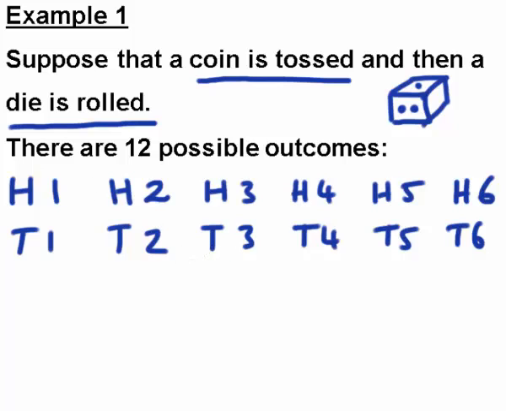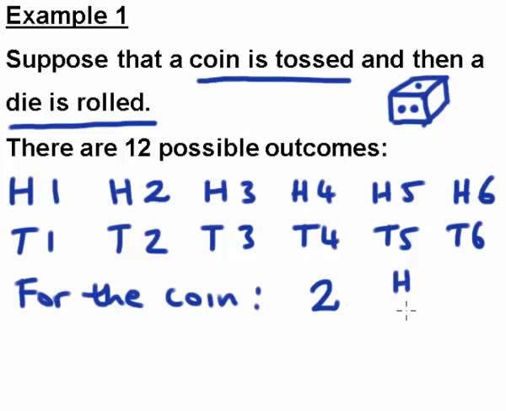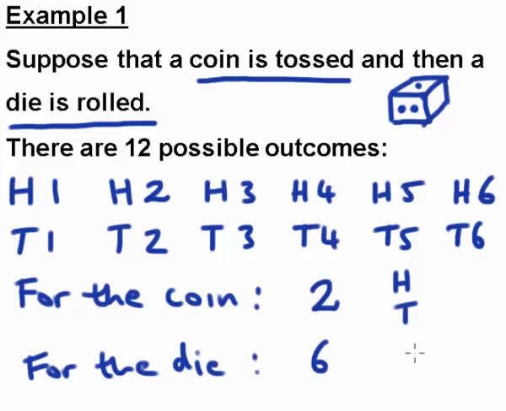Now how does the counting principle work? It's very easy. What we can say is for the coin, how many possible outcomes are there? There are 2 outcomes, heads or tails. And for the die, there's basically 6. You could pick the number 1, 2, 3, 4, 5, 6 on that die. Like there you can see 1 is facing up.